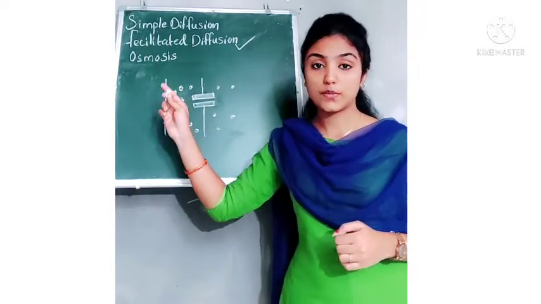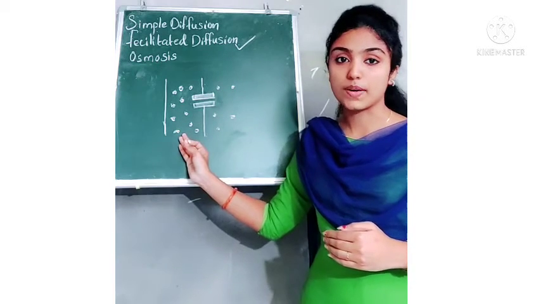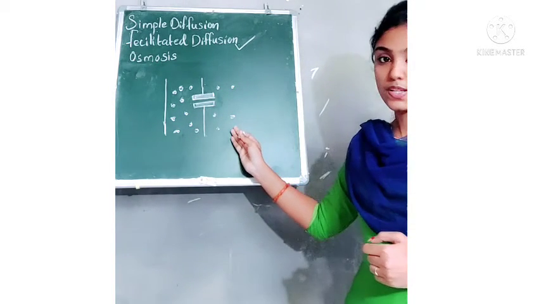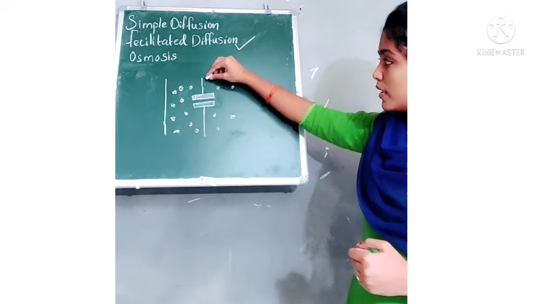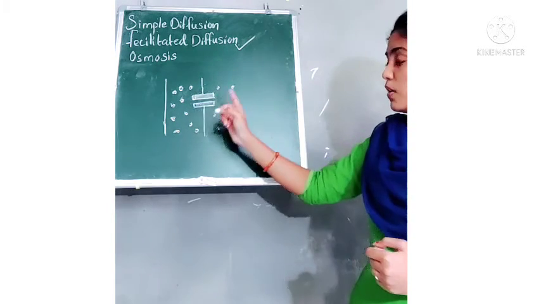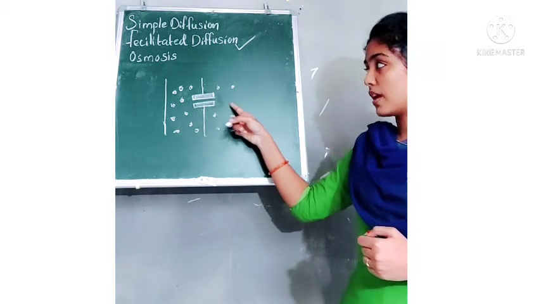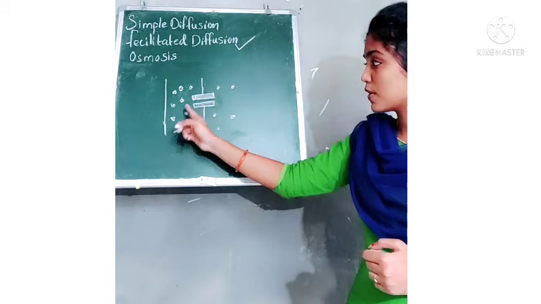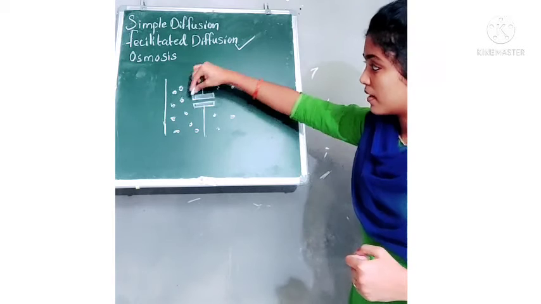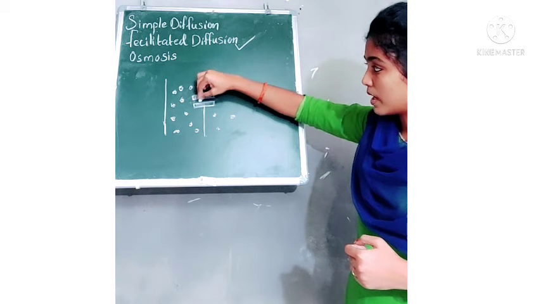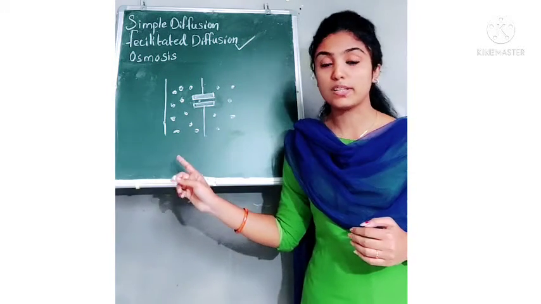So, in facilitated diffusion, the movement of molecules takes place from the region of higher concentration to the region of lower concentration through a protein molecule in the cell membrane. We already know that this is the cell membrane, and there will be a protein molecule in the cell membrane which provides a pathway for the movement of molecules from the region of higher concentration to the region of lower concentration. So, the molecules from here enter through this pathway and then reach here. This is how facilitated diffusion takes place.